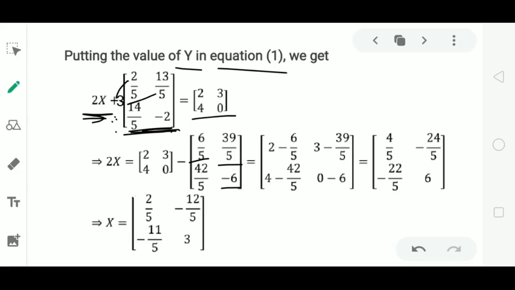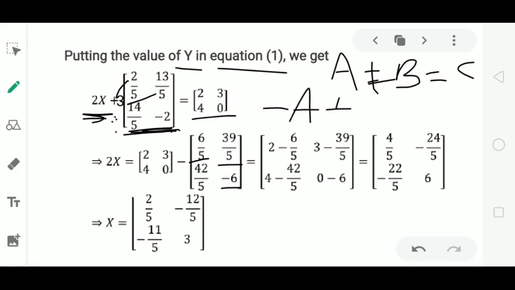Next, we take this matrix to the RHS. Taking the matrix to the RHS is nothing but, suppose I have the equation A plus B equal to any other matrix C, then to take the matrix A to the RHS, you can add negative of A on both sides. That is, I will add minus A on both sides. In RHS it will be minus A plus C.